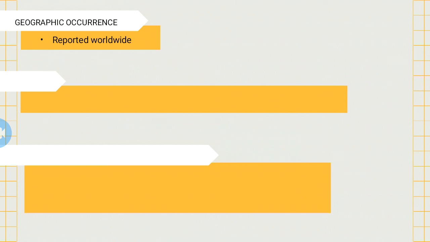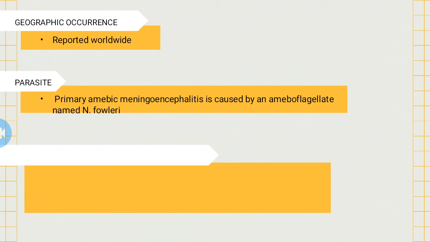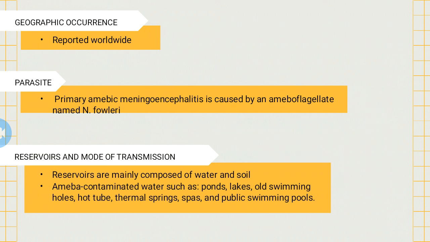This is also reported worldwide, and the parasite found is that primary amoebic meningoencephalitis is caused by an amoeboflagellate named N. fowleri. The receiver and mode of transmission are the following: the receivers are mainly water and soil, and amoeba-contaminated water such as ponds, lakes, old swimming holes, hot tubs, thermal springs, spas, and public swimming pools.